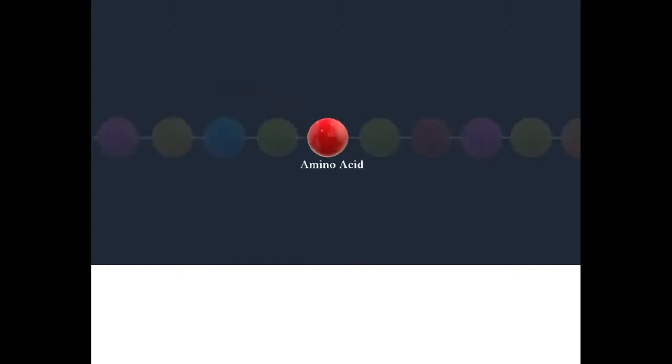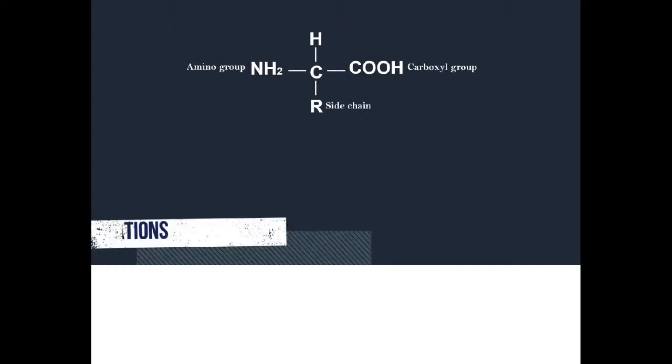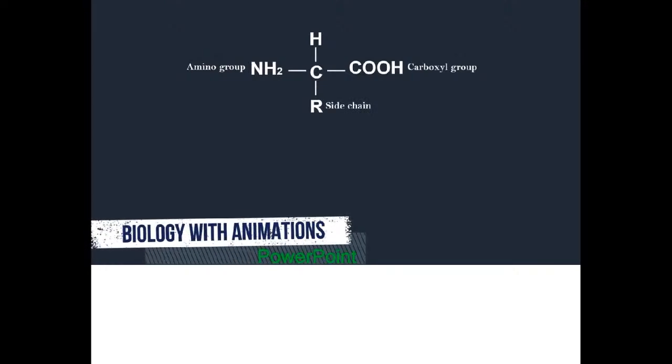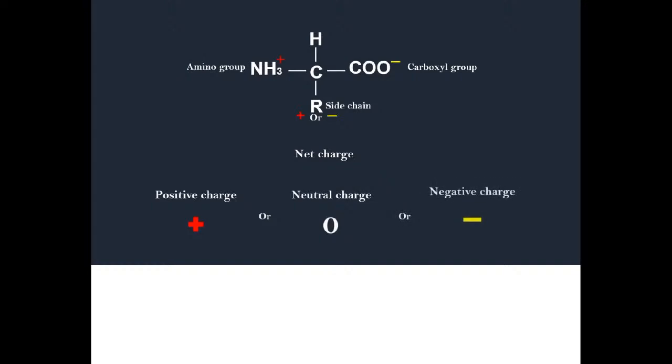Amino acids are organic compounds that contain amine and carboxyl functional groups, along with a side chain specific to each amino acid. Depending on the pH of their environment, the amino group can be protonated and become positively charged. The carboxyl group can be deprotonated and become negatively charged. And the side chain of some amino acids can become positively or negatively charged due to the gain or loss of protons. So, the net charge on the molecule can be positive, neutral, or negative.